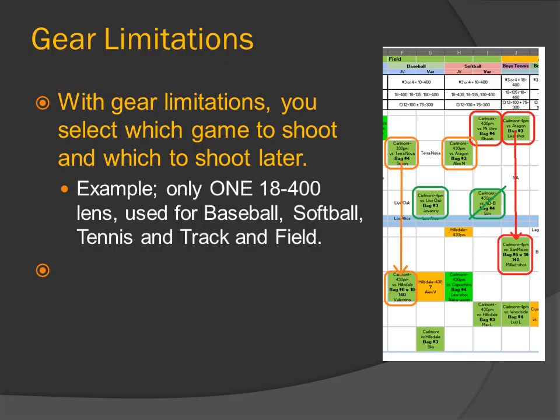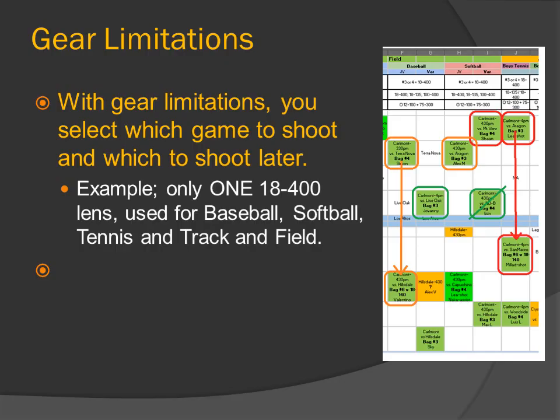So what you do is, in this case, we picked varsity softball. The tennis, we're going to push off to shoot the following week. The next day, we have JV baseball and JV softball. Again, we only have one lens, so we can only shoot one of them. So we picked JV softball. JV baseball, we push off again to the next week. You see the arrow going down to the following week?